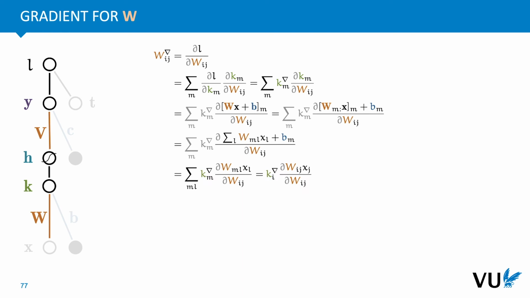We work out the sum so that we get two nested sums over m and l. We note that for all the terms in this sum, there is only one term which is non-zero, which is the term where i equals m and j equals l. And for that term, we can work out the derivative, which gives us this, namely that the derivative of the loss with respect to element ij of w is the ith element of k nabla times the jth element of the input vector x. And the matrix that has its elements so defined can be computed by taking the outer product of k nabla with x.